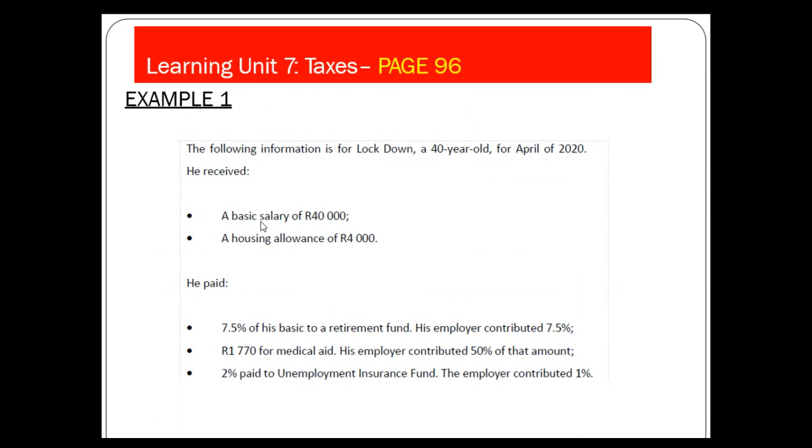Okay? So if you check where they say he paid, this means on that information, we must check which information is deductible for income tax purposes. Only the retirement fund will be deducted. The medical aid and the UIF, according to the new developments, will be dealt with thereafter. So the only deductible expense will be the retirement fund. Okay, let me go back to the question.